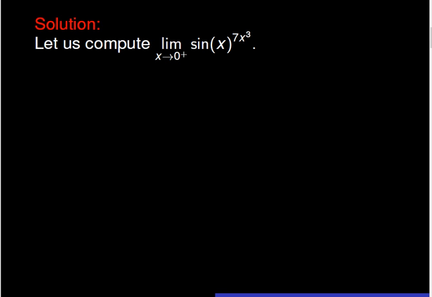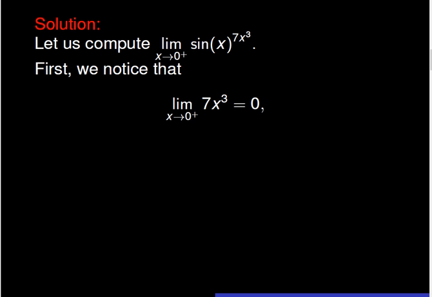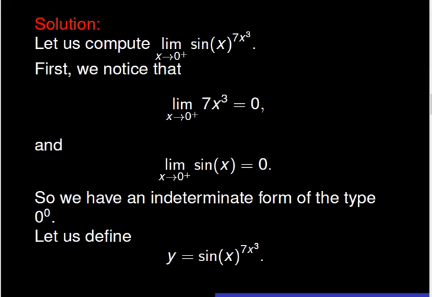Let us determine the limit as x goes to 0 plus of the function sine of x to the power 7x cubed. First, we notice that the limit as x goes to 0 plus of 7x cubed is 0. Moreover, the limit as x goes to 0 plus of sine of x is 0. Consequently, we have an indeterminate form of the type 0 to the power 0.